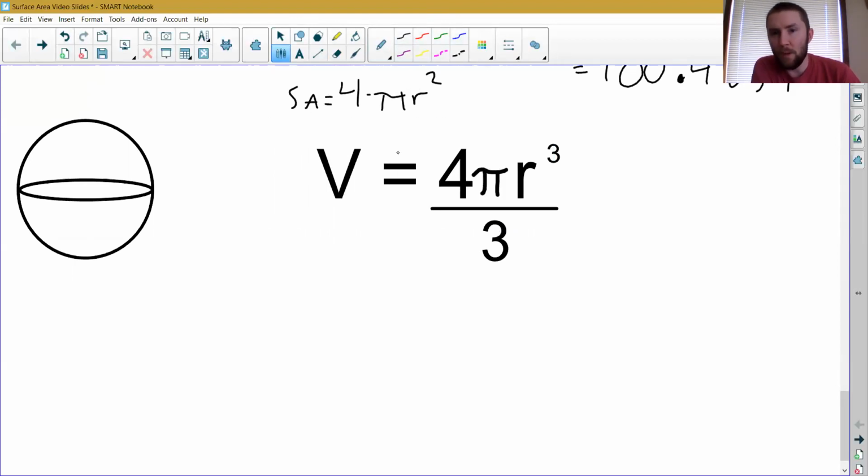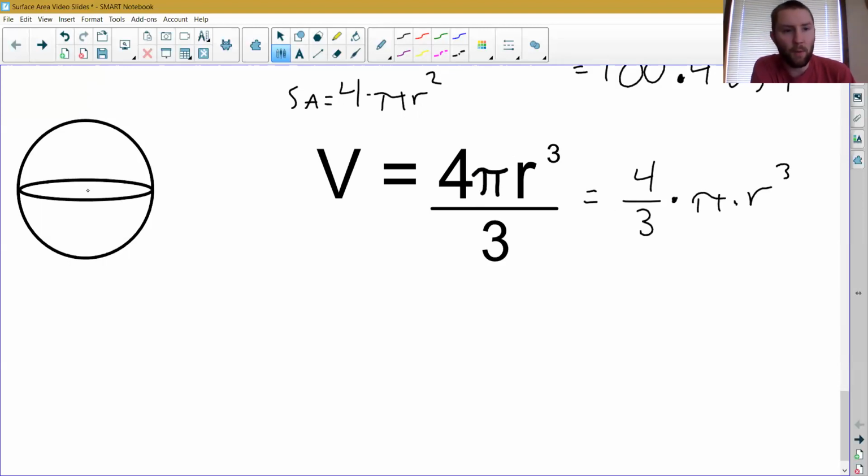Now for the volume, what we do is we take the squared on the radius and raise it to the third, which should make sense, right? Because units on this are now cubed units to the third power. Instead of inches squared, it's inches cubed. So we raise the radius to the third power, and we keep the 4 pi, and then we just divide it by 3. An alternative formula for this that you see most often in textbooks and things is they'll do 4/3 as a fraction times pi times radius cubed.